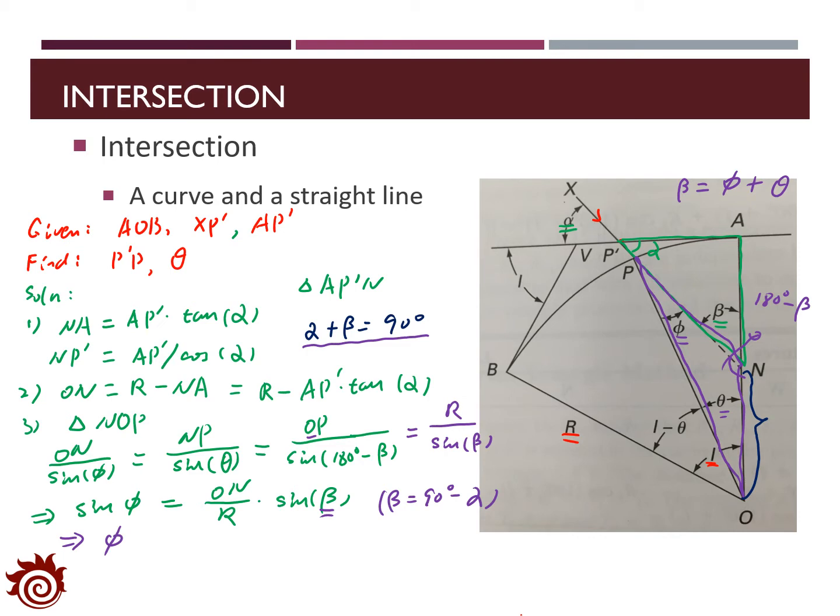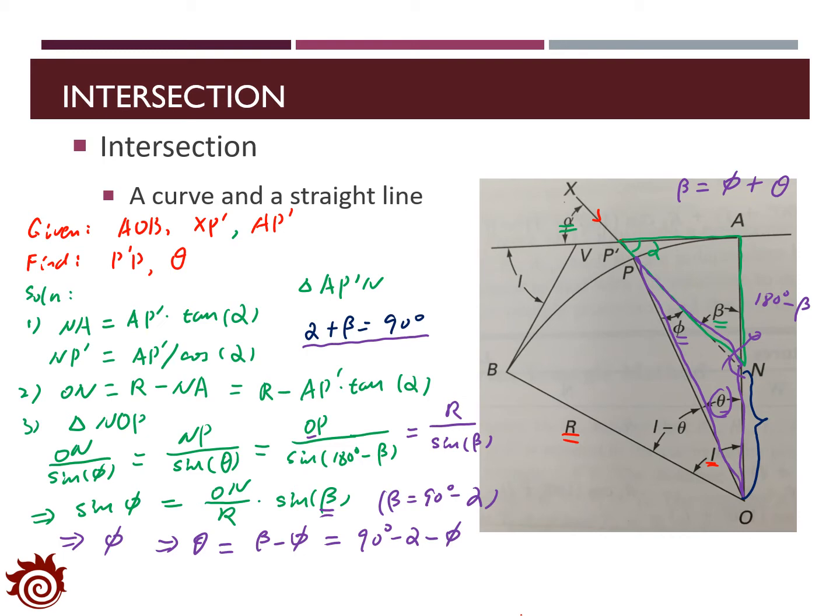And with the value of phi, we can find out the value of theta as beta minus phi. And that one equals to 90 degree minus alpha minus phi. So that's the way for us to find out the value of theta.